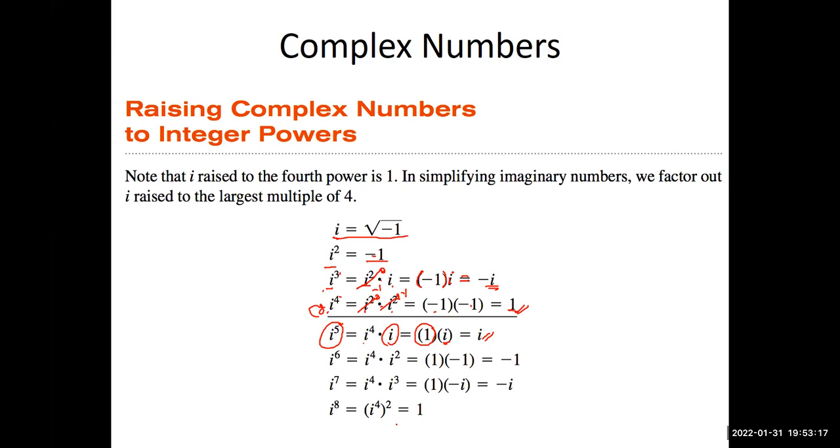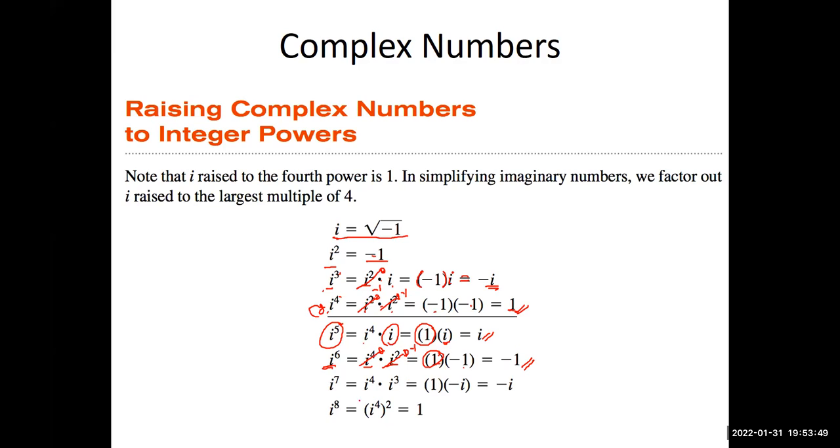So how about i raised to 6? Okay? So i raised to 6 is equal to i raised to 4 multiplied by i squared. So we know that i raised to 4 is equal to 1 and i squared is equal to negative 1. So we multiply 1 by negative 1. So i raised to 6 is simply equal to negative 1. Okay?